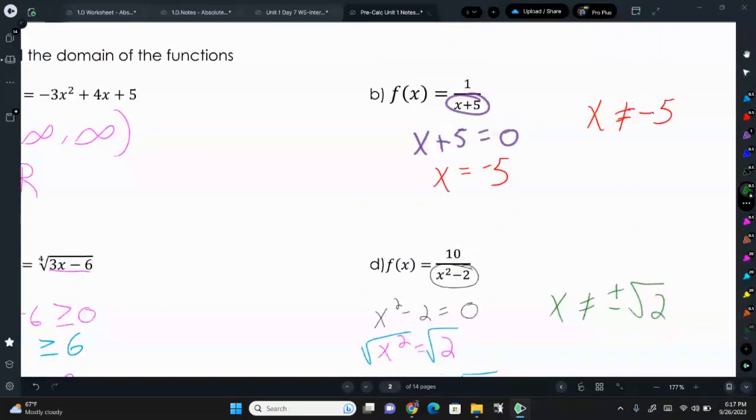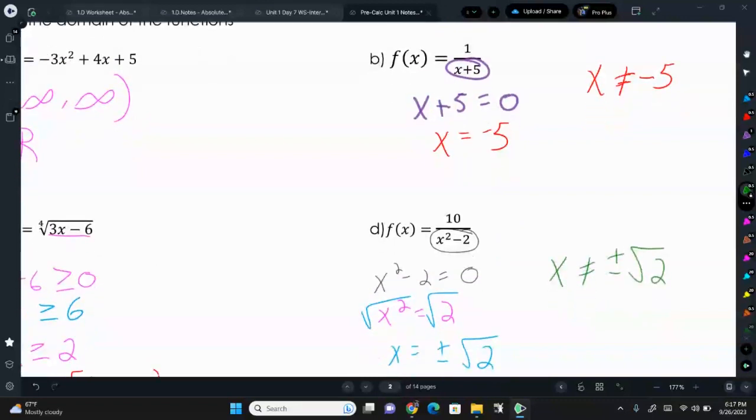Notice for these rational functions here, we did not worry about the numerator at all. Even if there was a variable in there, we still wouldn't worry about it. Domain only has to deal with the denominator.